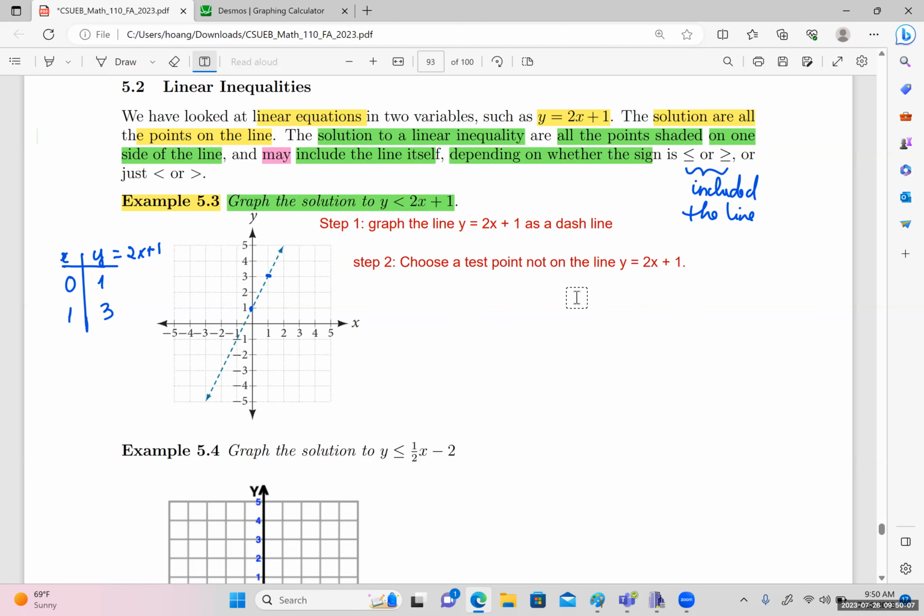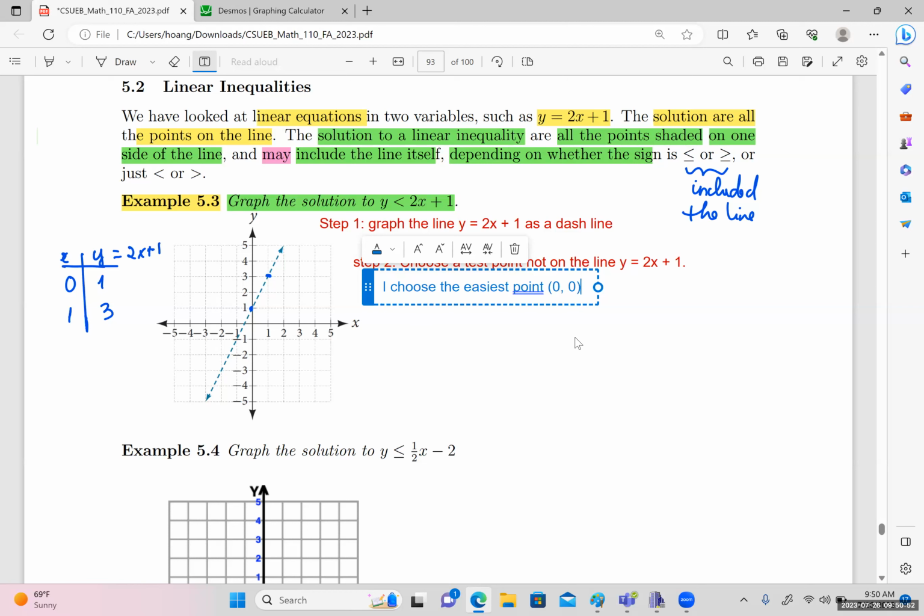So you may have to think about which one you choose. I would suggest I choose the easiest point, which is 0, 0 right now. Because you see 0, 0 is not on the line, right? And it is the easiest point. You can choose another one, such as 1, 0, that's fine. Or anything else, whatever you like. But I usually choose the easiest one. Keep in mind that it must not be on the line. If you choose like 0, 1, it is on the line, you cannot do that.